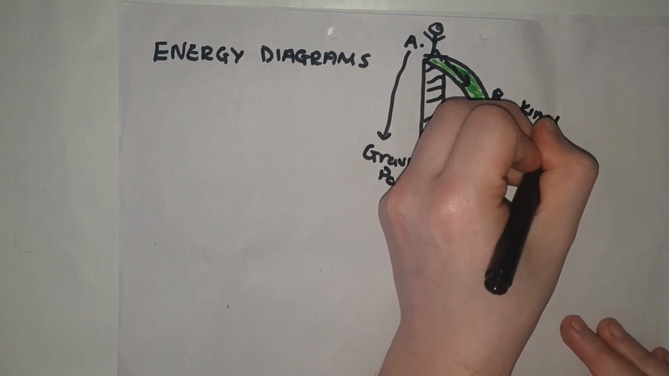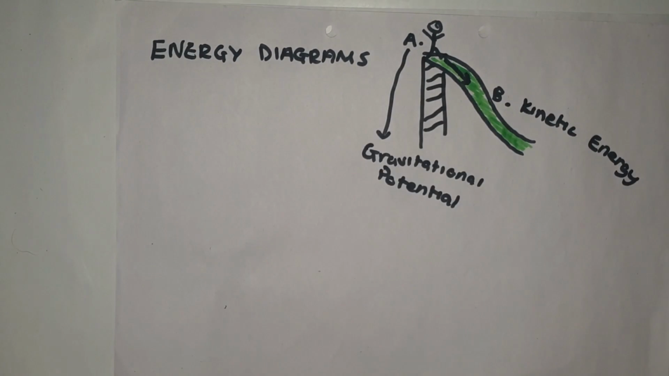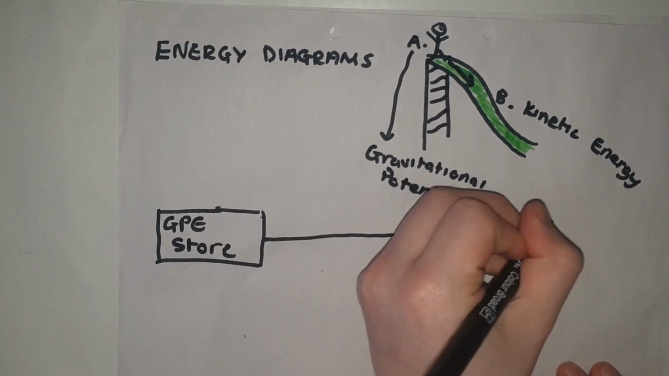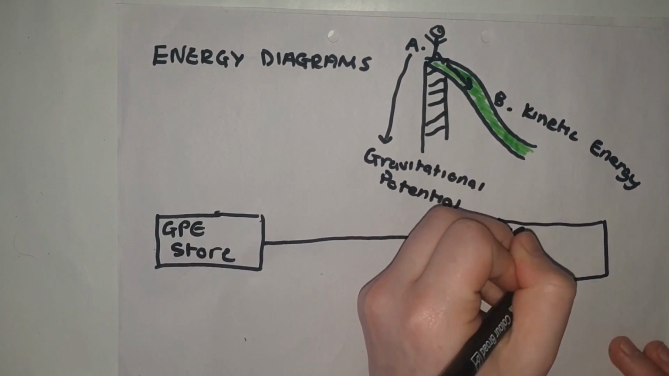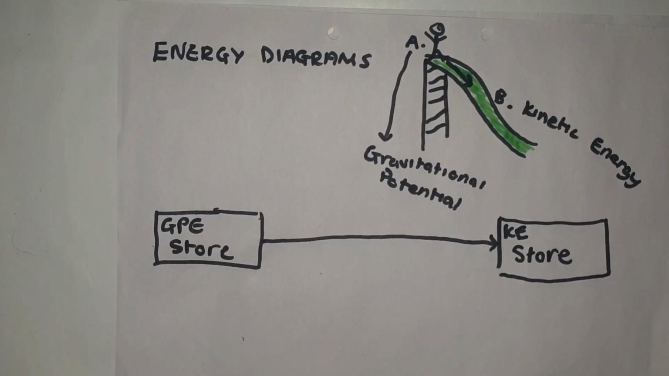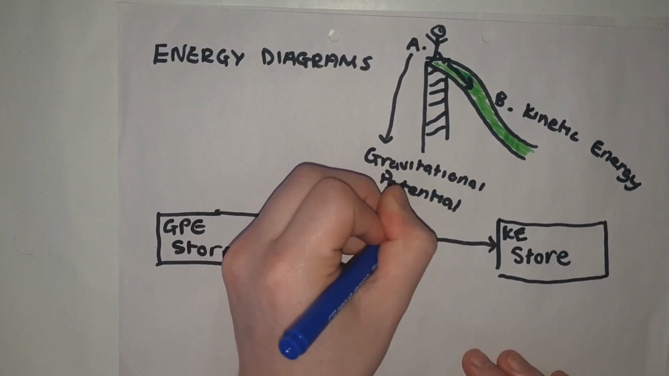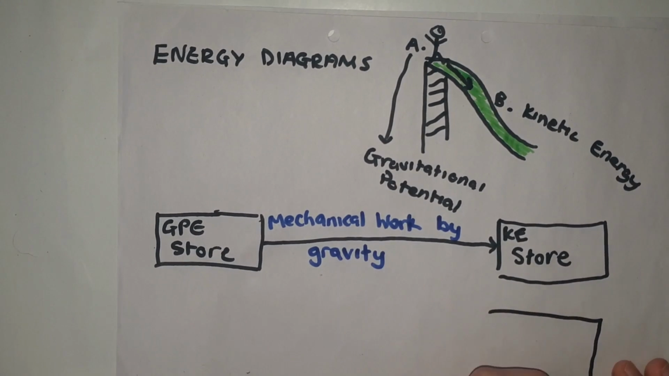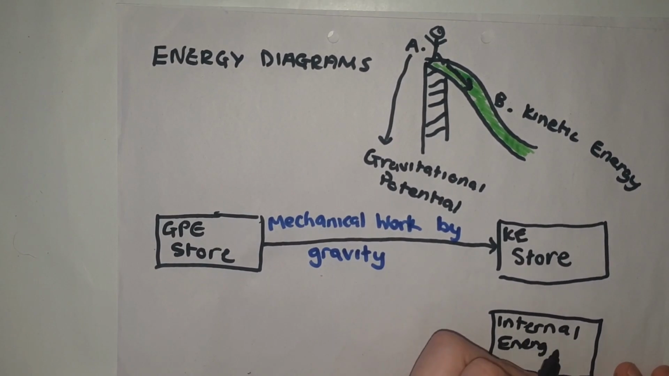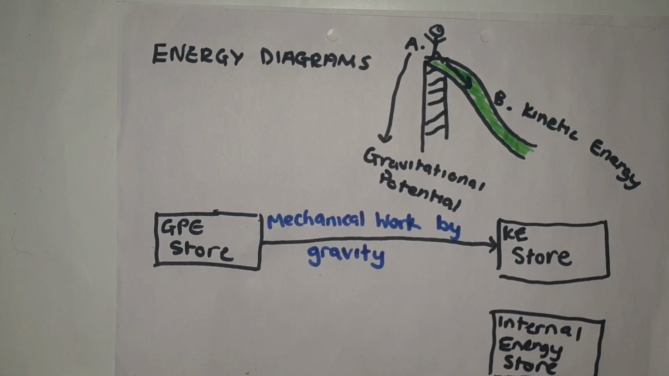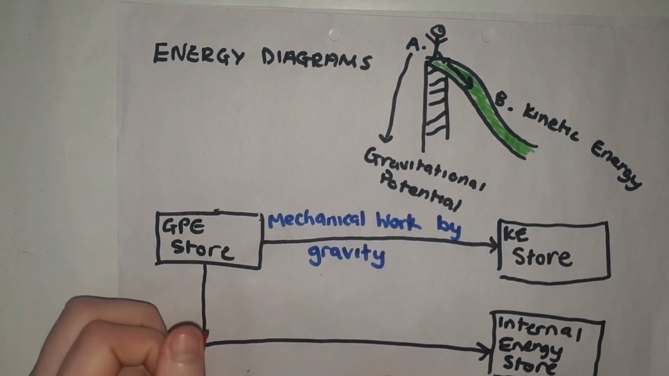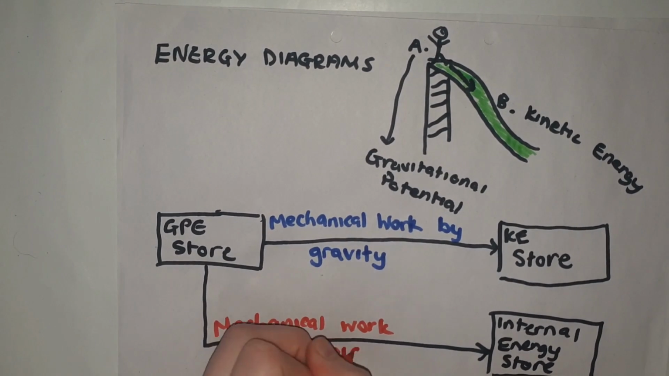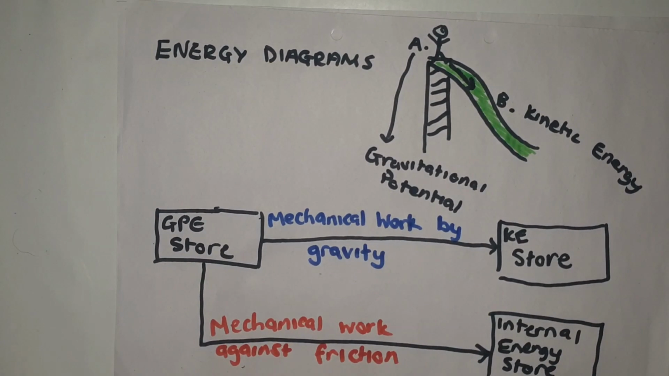We represent this by drawing 2 boxes, one for the gravitational potential energy store and one for the kinetic energy store. Then we use an arrow to show the energy transferred. Now for this, the energy is transferred by mechanical work done by the gravitational force pulling the child down. But some energy will be lost due to friction, so we need another arrow and another box. So the energy is transferred by mechanical work going against friction, so that's what we need the arrow for. And the other box we need is internal energy, because this energy is transferred into the internal energy store of the child and the slide.